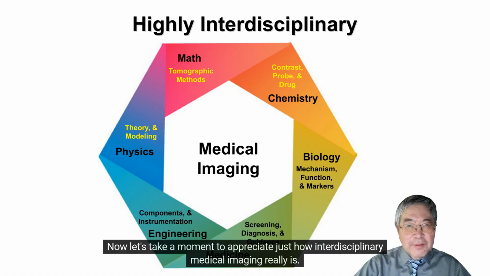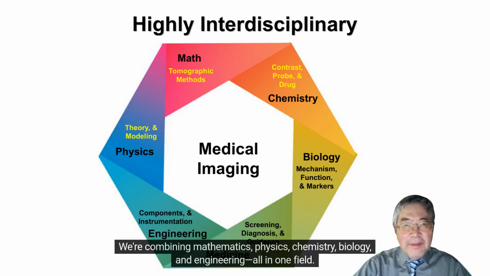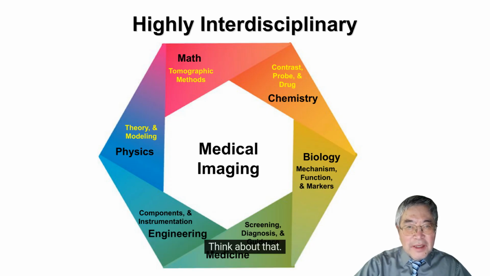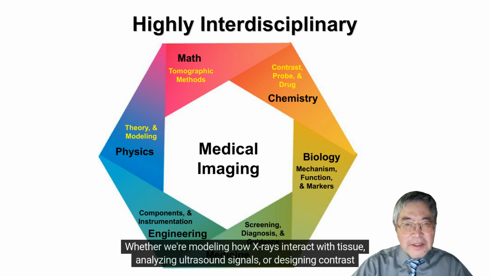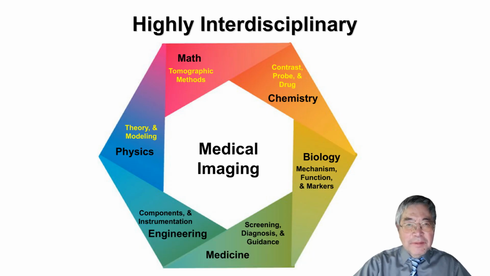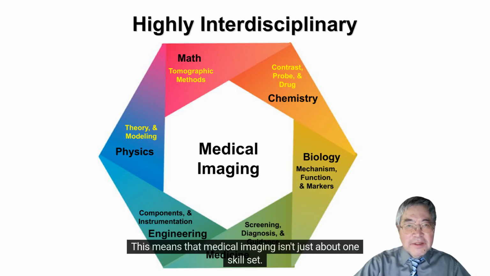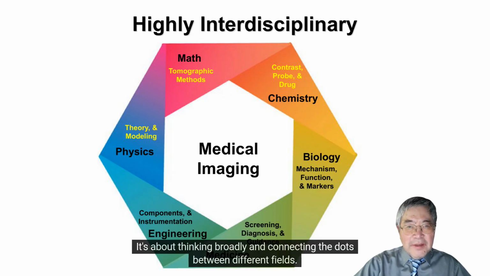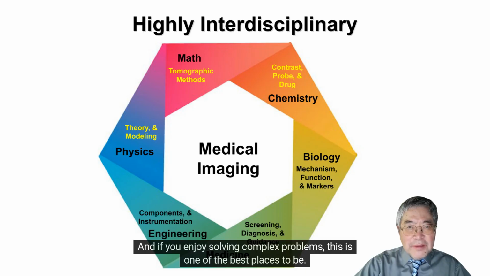Now let's take a moment to appreciate just how interdisciplinary medical imaging really is. We're combining mathematics, physics, chemistry, biology, and engineering all in one field. Think about that. Whether we're modeling how X-rays interact with tissue, analyzing ultrasound signals, or designing contrast agents for optical imaging, we're pulling from all corners of science and technology. This means that medical imaging isn't just about one skill set. It's about thinking broadly and connecting the dots between different fields. And if you enjoy solving complex problems, this is one of the best places to be.